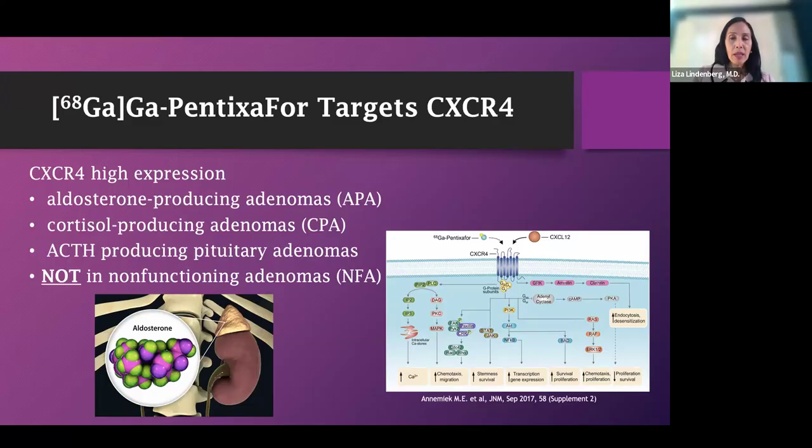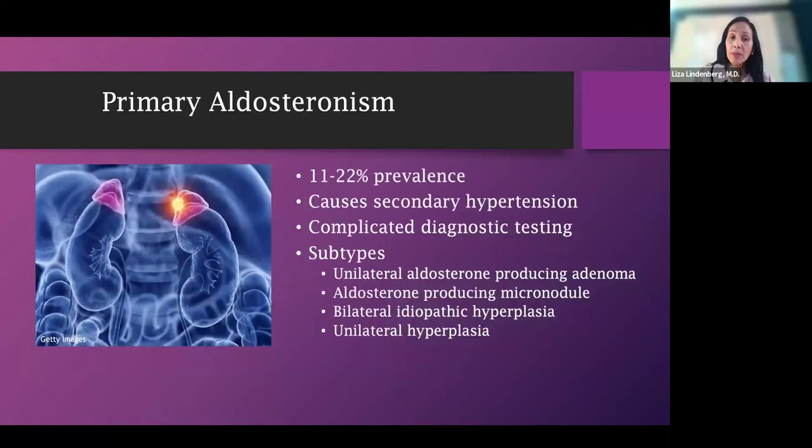But what's significant to remember is that localizing these functional adenomas is important for managing treatment options. Current imaging modalities are either too invasive or insufficiently able to differentiate adrenal conditions. So that brings me to primary aldosteronism.